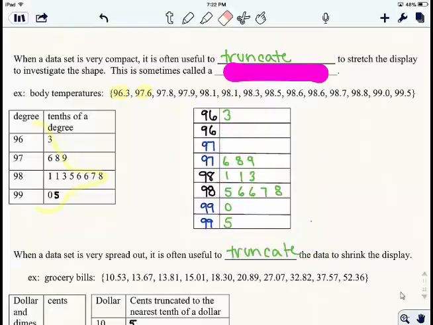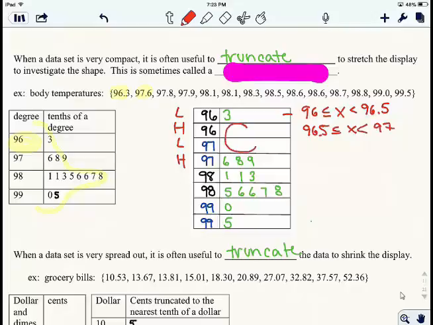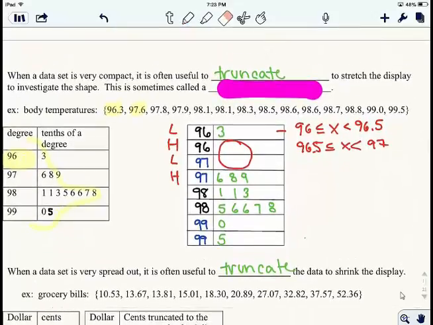Instead, if we split each stem into a low and high value and regraphed it, with this one being from 96 up to but not equal to 96.5, and this one being 96.5 up to but not equal to 97, we actually see there's a gap in our data where nobody was measuring their temperature, so it gives us more information. The other way to do it, and it looks like this word should have been split, excuse me. Careful to split the data.